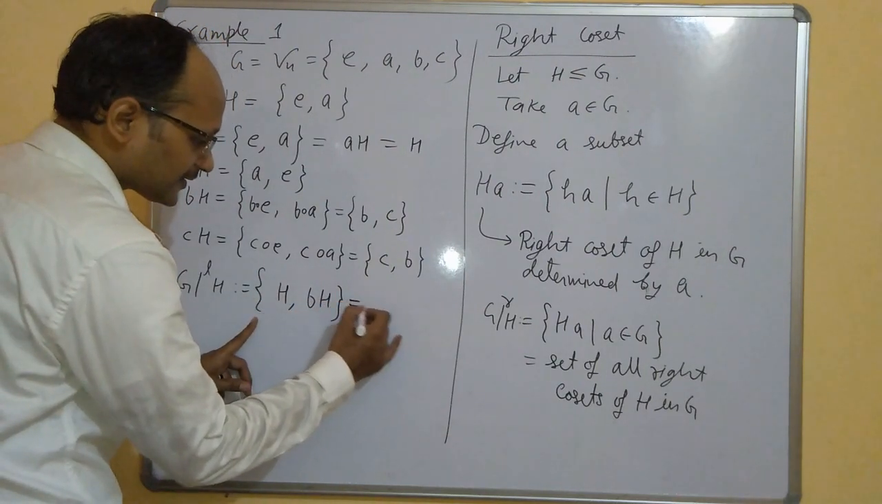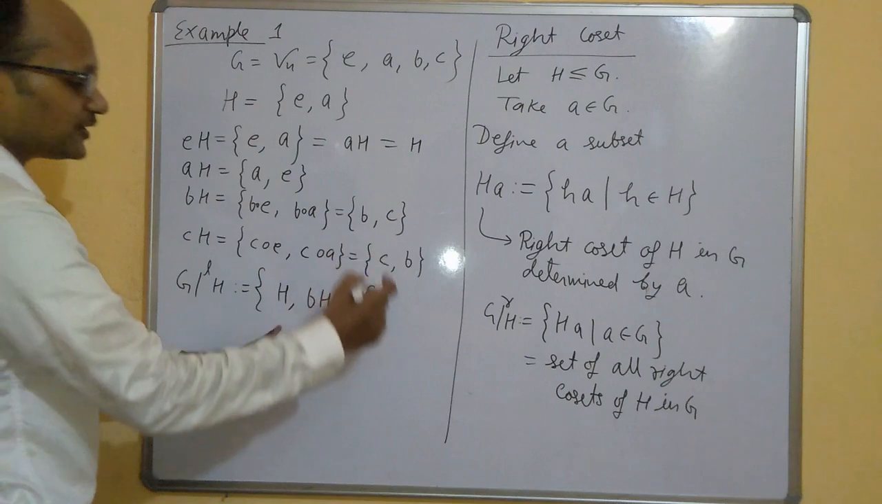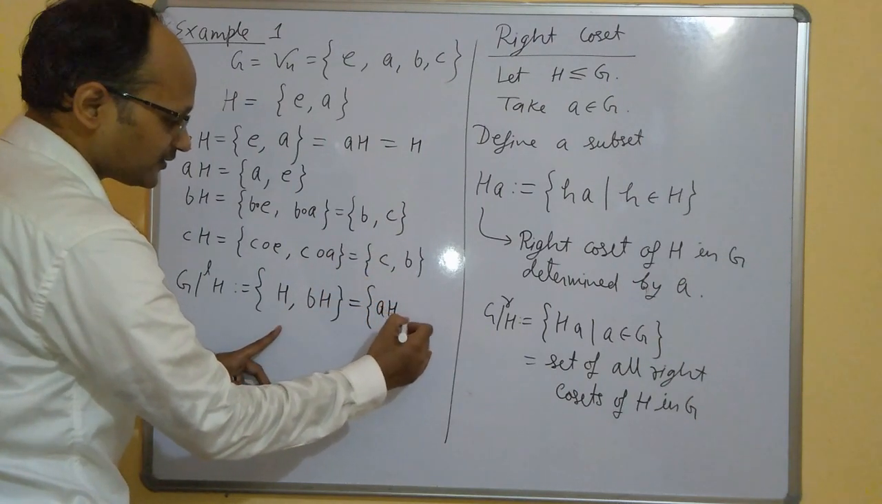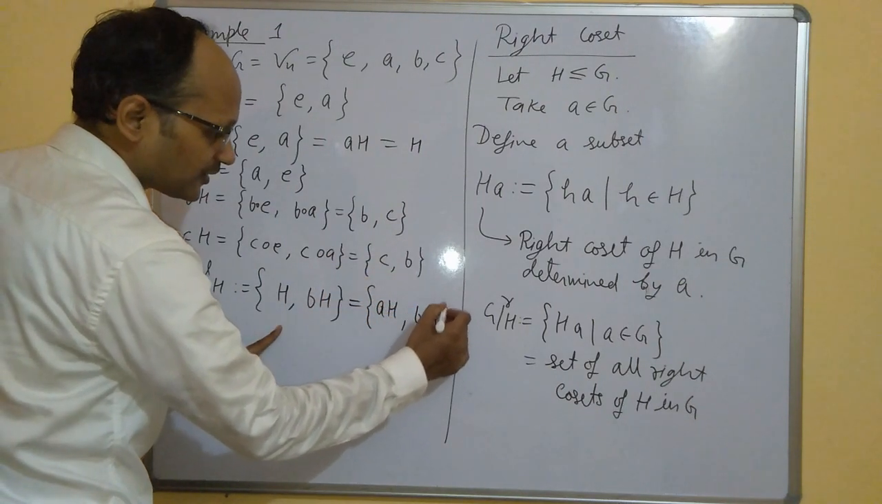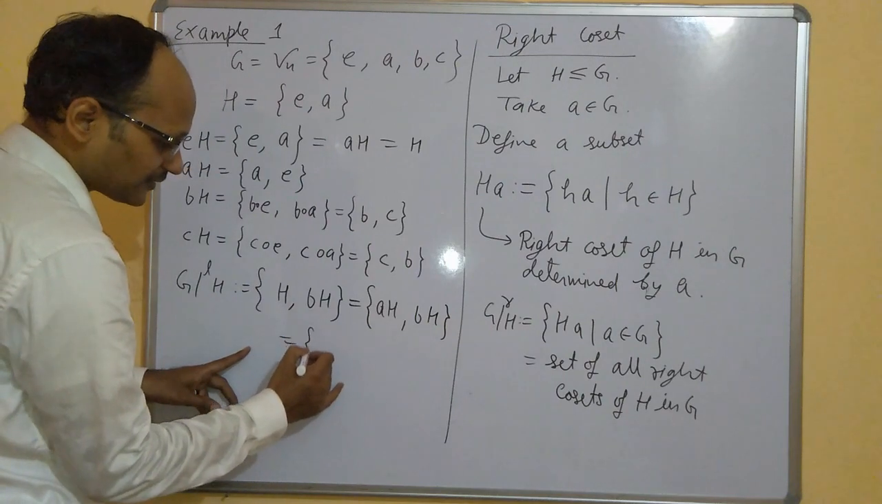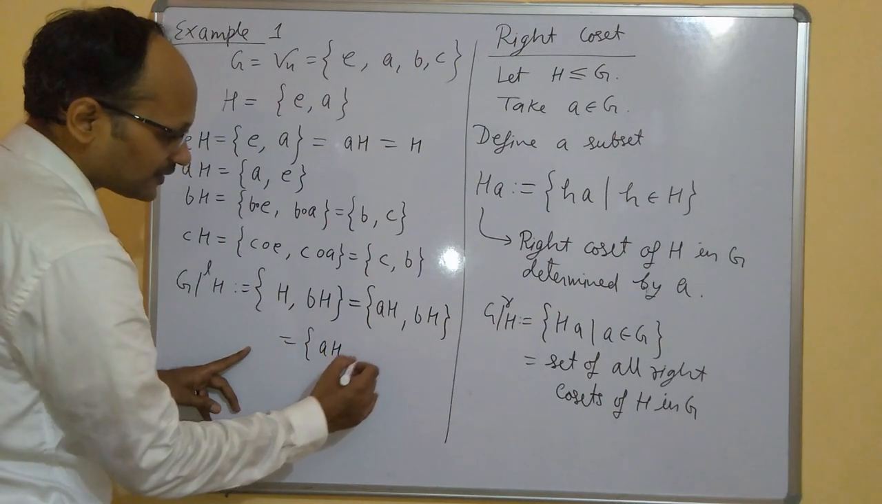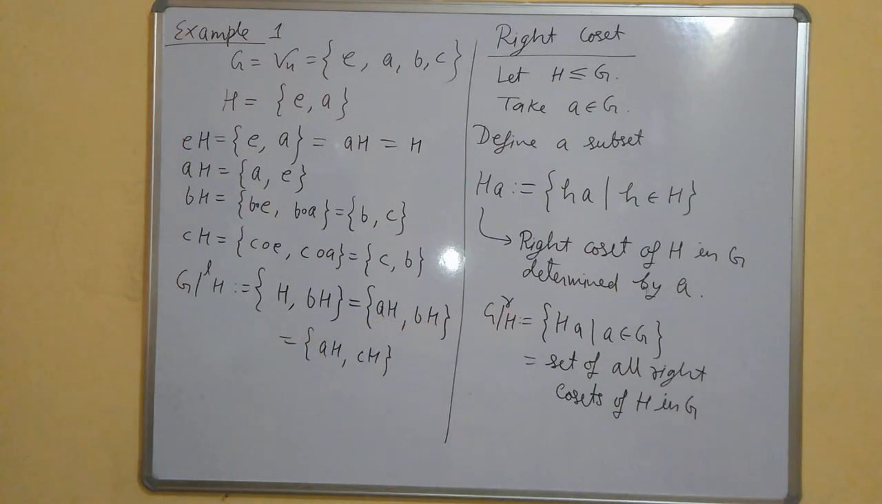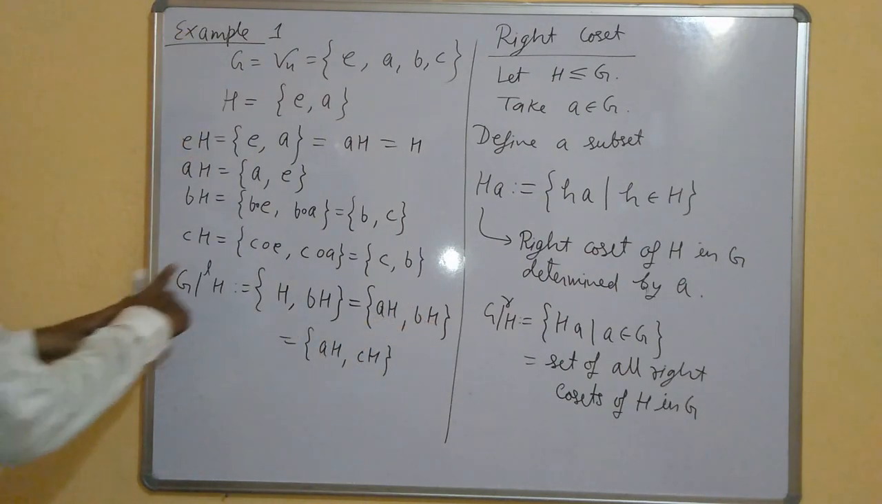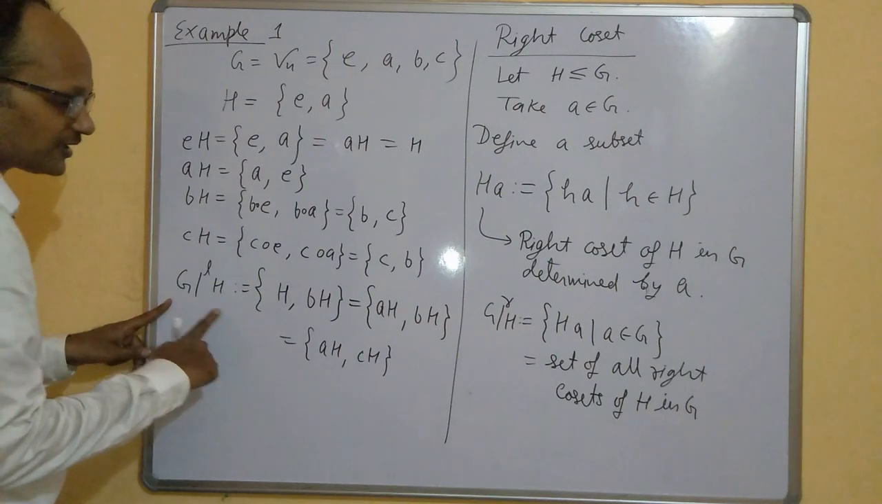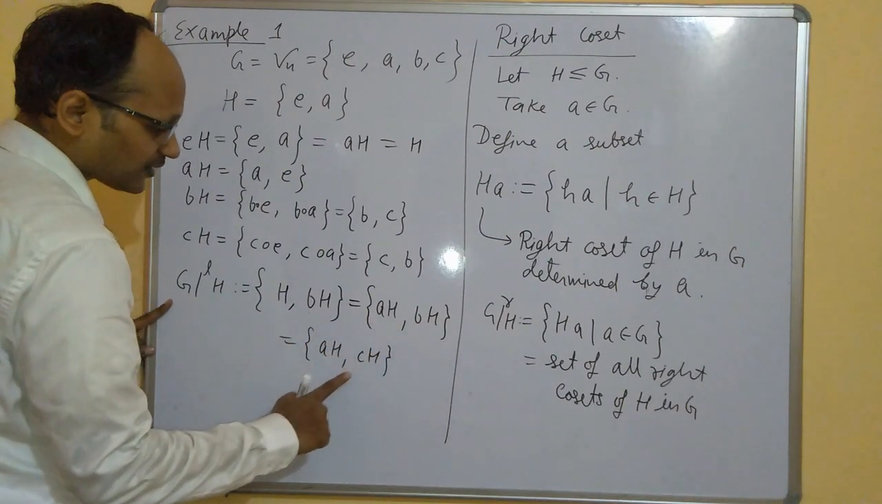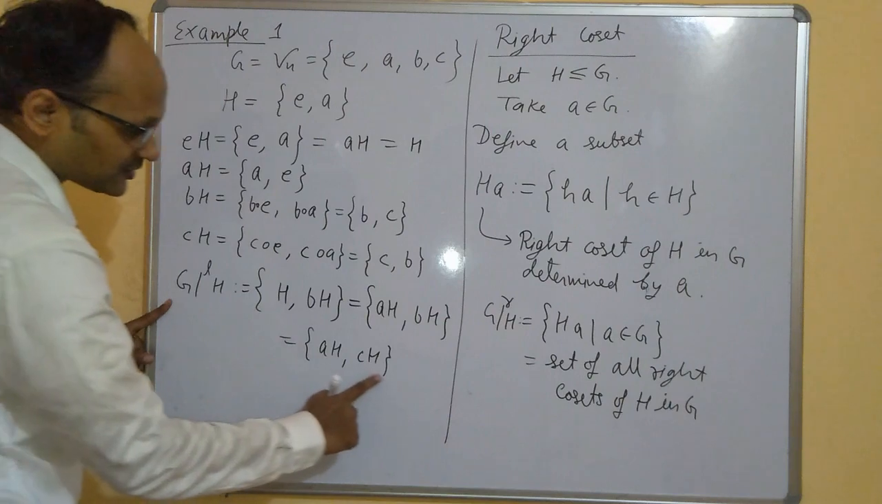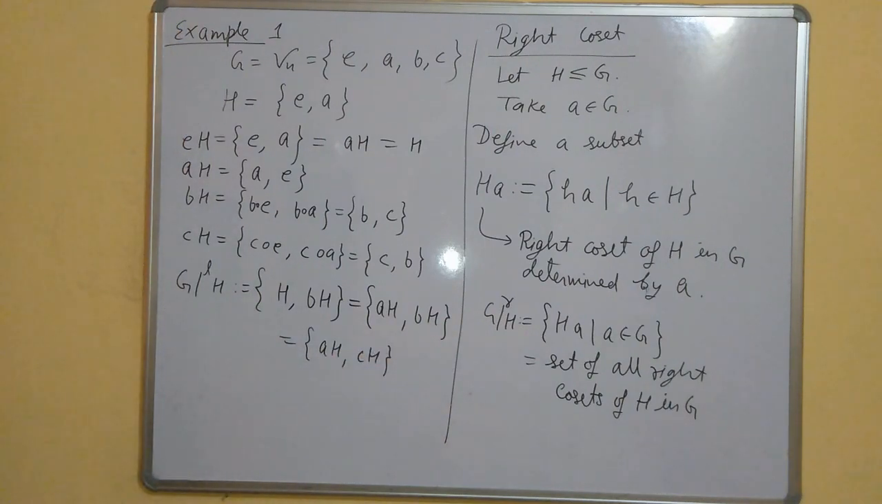This is the same thing as I have told just now. It is the same thing as if you write aH, bH. It is also the same thing as aH, cH, because as a subset aH, bH and cH are the same. So the set of left cosets of H in G, you can denote it like this, this, or this, or you may take hH, bH, and so on.